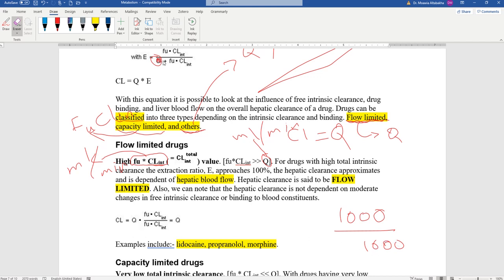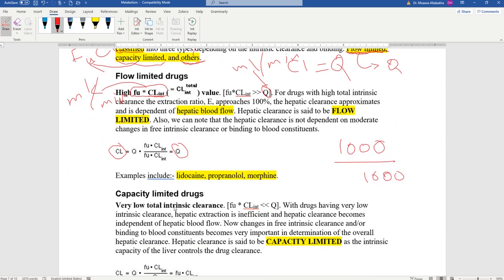Therefore, they deleted Q, and so you can divide fraction unbound times intrinsic clearance by the same and multiply it by Q, and you will get Q. So what controls the clearance? Q. That's why they call it flow limited. Examples of such drugs are lidocaine, propranolol and morphine. Is that clear?